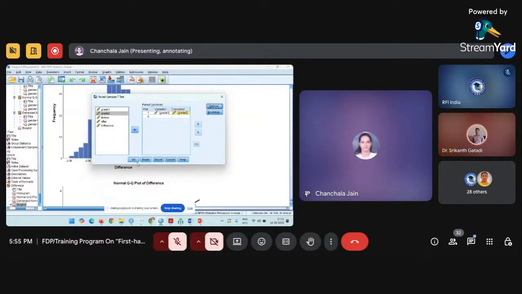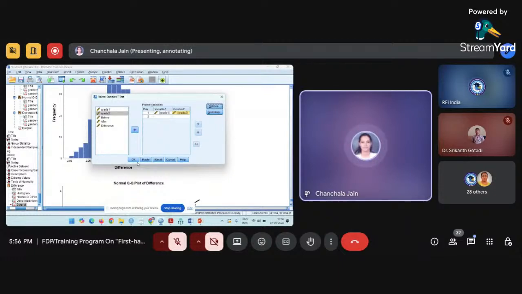Madam, is this paired t-test possible with only 2 variables? No, the variable is only one. Grade is the variable, but we have measured it twice, so Grade 1 and Grade 2. Can we keep one more, Grade 3, and perform the paired t-test? The paired t-test cannot be performed then. You need to go for another test. The ANOVA test will be there; in ANOVA there is one more category available, and using that you can perform it. Okay, fine.